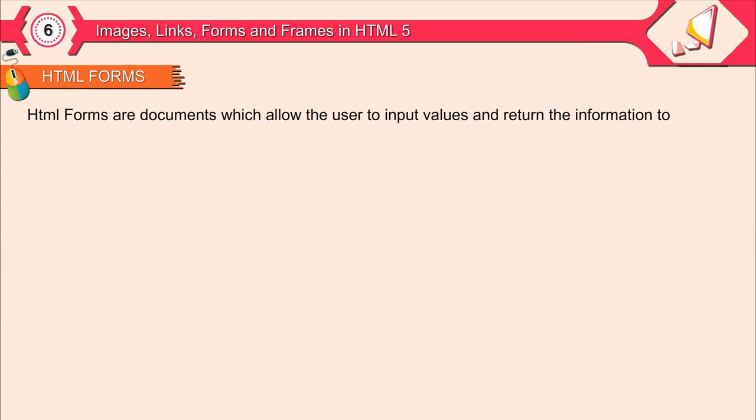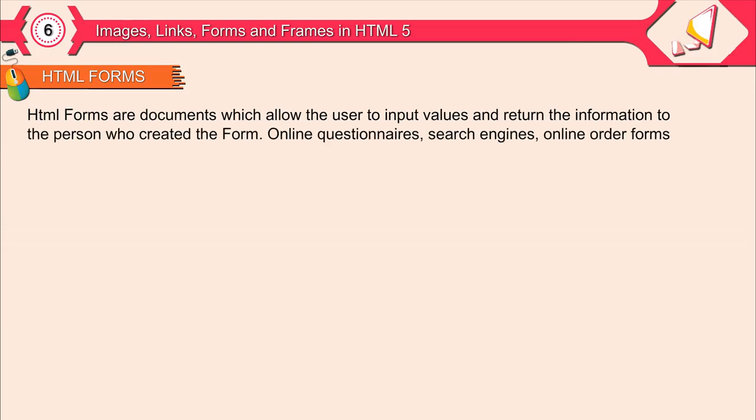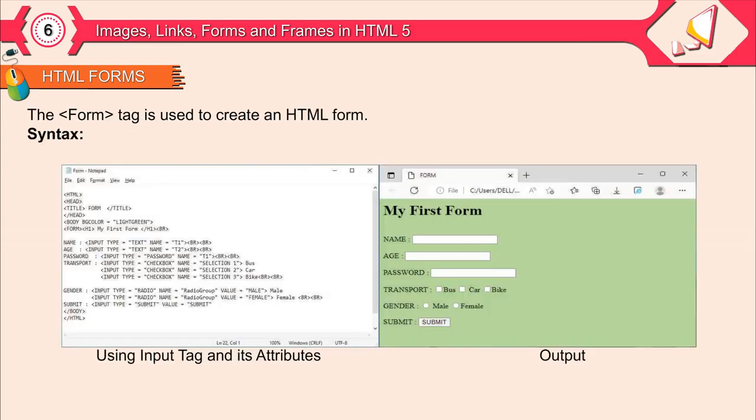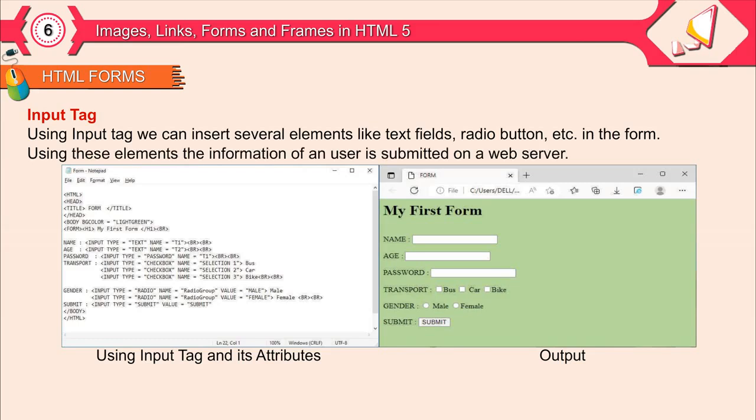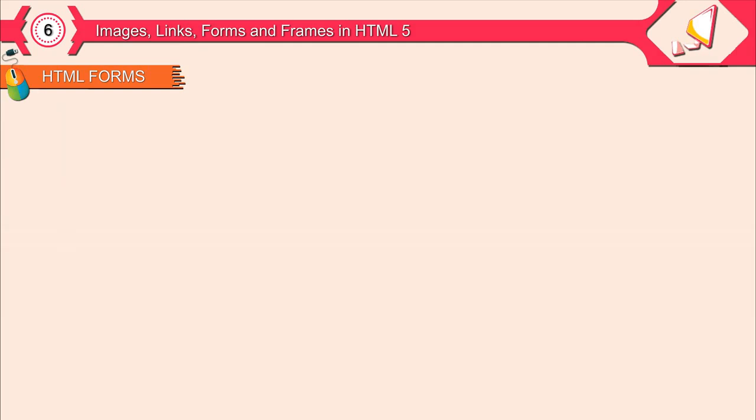HTML forms. HTML forms are documents which allow the user to input values and return the information to the person who created the form. Online questionnaires, search engines, online order forms, and online exam forms are just a few examples where forms are used. The form tag is used to create an HTML form. Syntax: <form></form>. Input tag. Using input tag, we can insert several elements like text fields, radio button, etc. in the form. Using these elements, the information of a user is submitted to a web server.